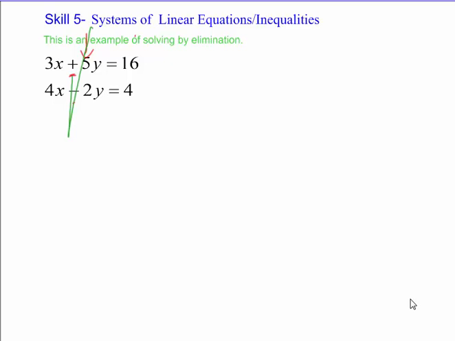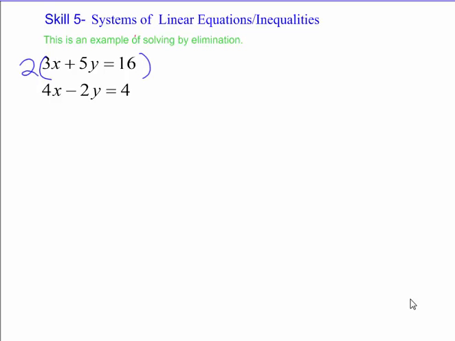So I'm thinking about the number I can change a 5 and a 2 to. And I think 10. I'm going to make the top one into a positive 10 by multiplying by positive 2. And I'm going to multiply this whole bottom equation by positive 5, because that'll make that into a negative 10y. And then things will be great. So we're going to distribute.